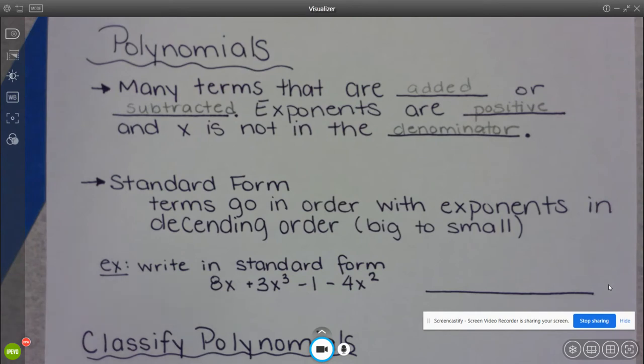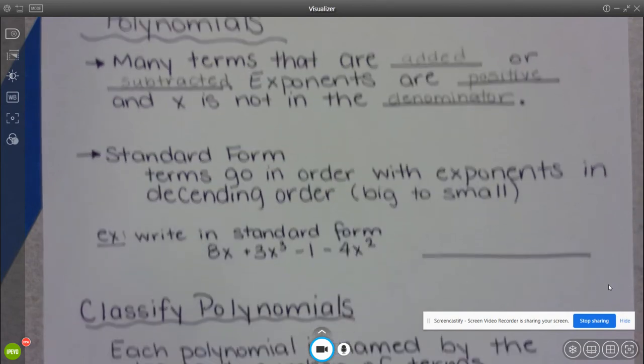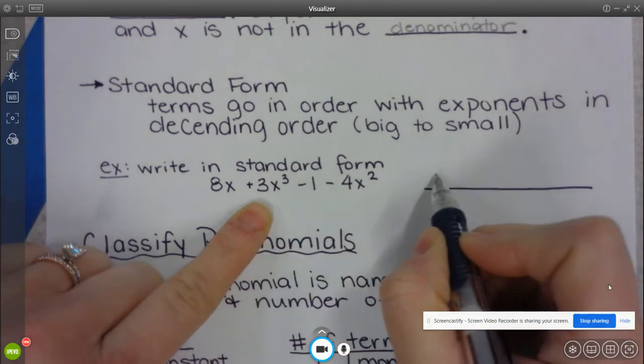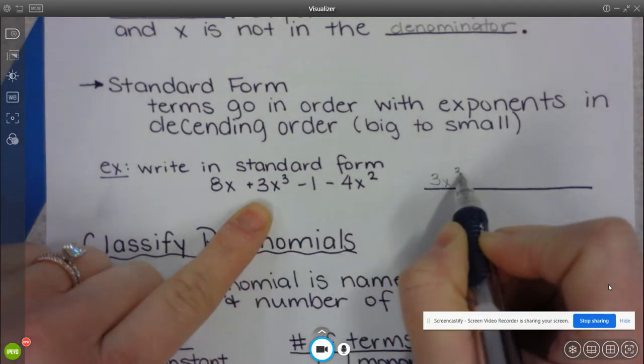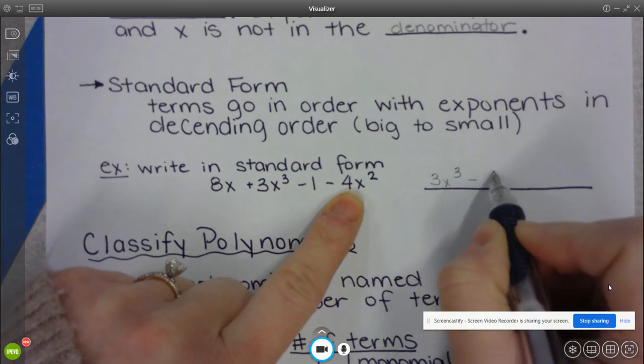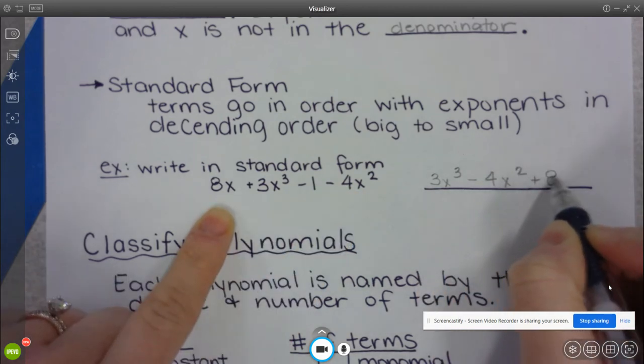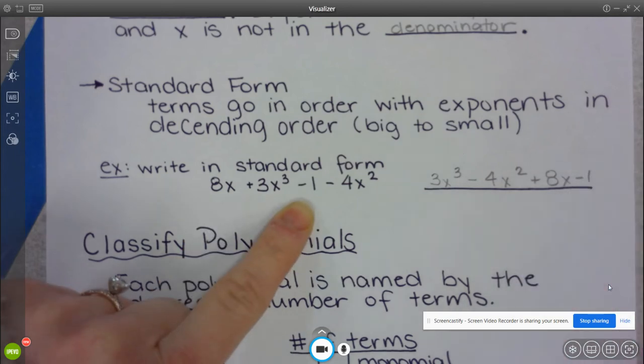When we're putting a polynomial in standard form, they're going to go in order from biggest exponent to smallest exponent. So here, in this example, I see that the highest exponent is 3, so that would go first. The next one would be 2, and then 1, and then just my constant term.